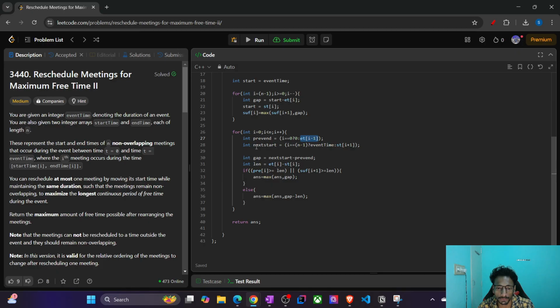Got it? So similarly for the next start: if I is equal to n minus 1, then this is the last event, and our next time will be the event time. If we actually have any event next to it, then the next start time will be the ST of I plus 1.